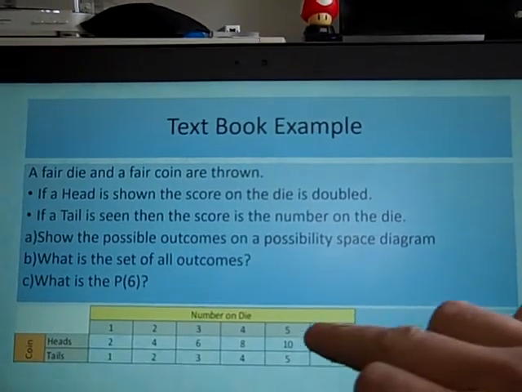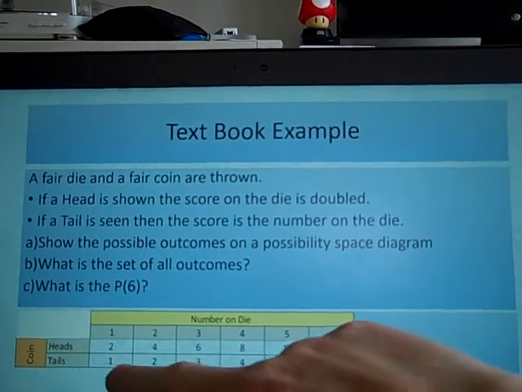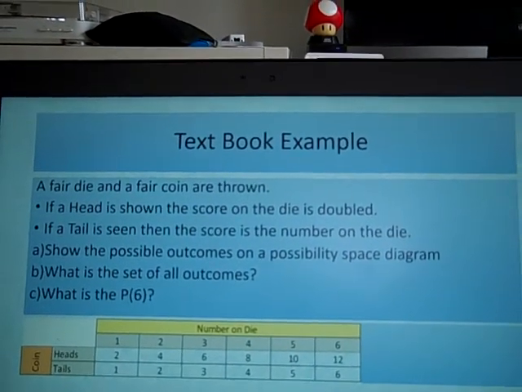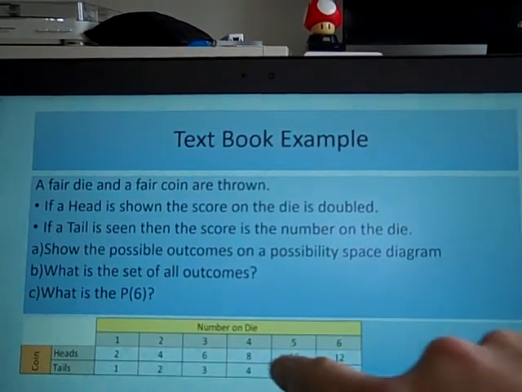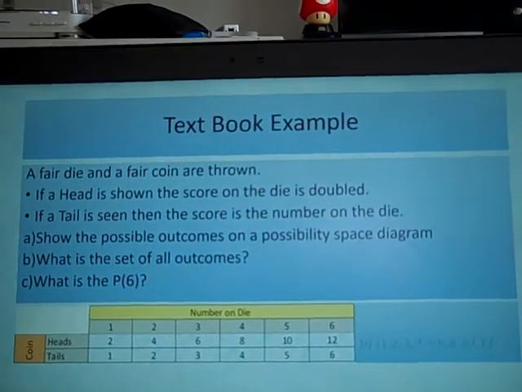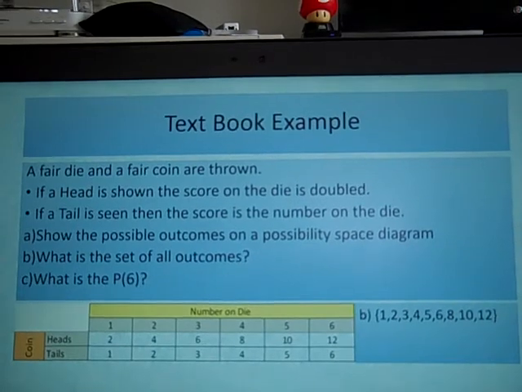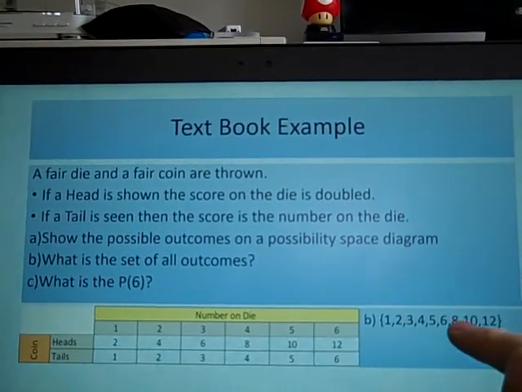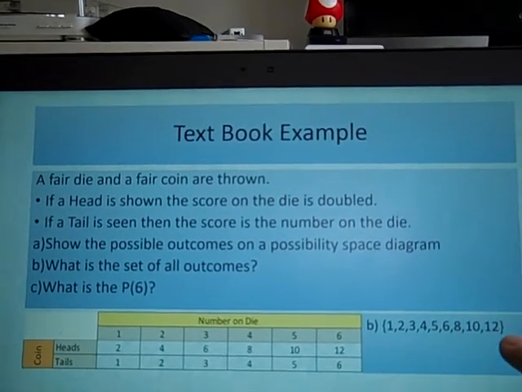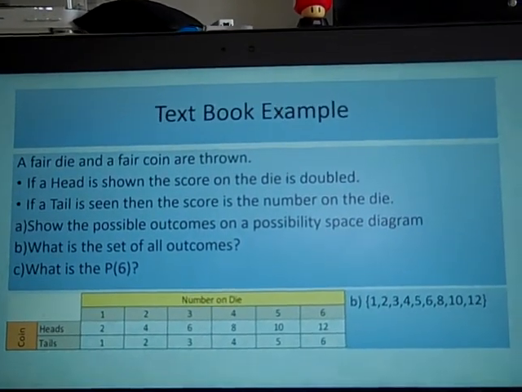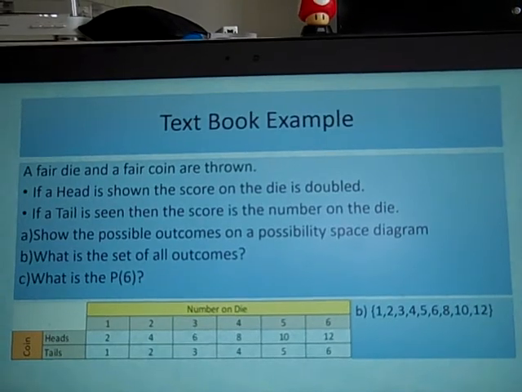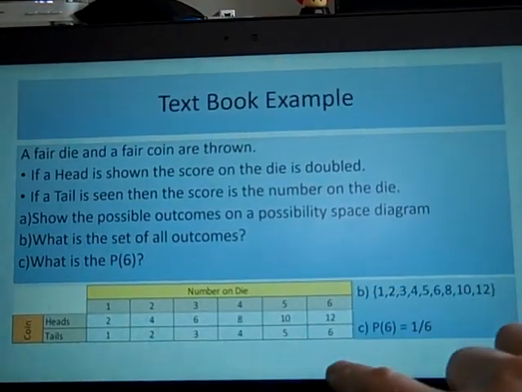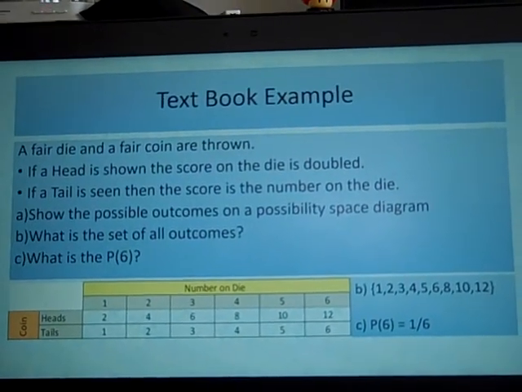So we've got our numbers there, doubled there for head, same as it is for tails, and working out the probabilities. So the set of all the outcomes is the set of all the numbers that you can see there in the table: 1, 2, 3, 4, 5, 6, 8, 10, 12. Clearly we've got our set notation again there with the brackets, as you can see. So it's a set of all the values, and then the probability of getting 6, well, there's two ways of getting 6 out of 12, so that is 1/6.